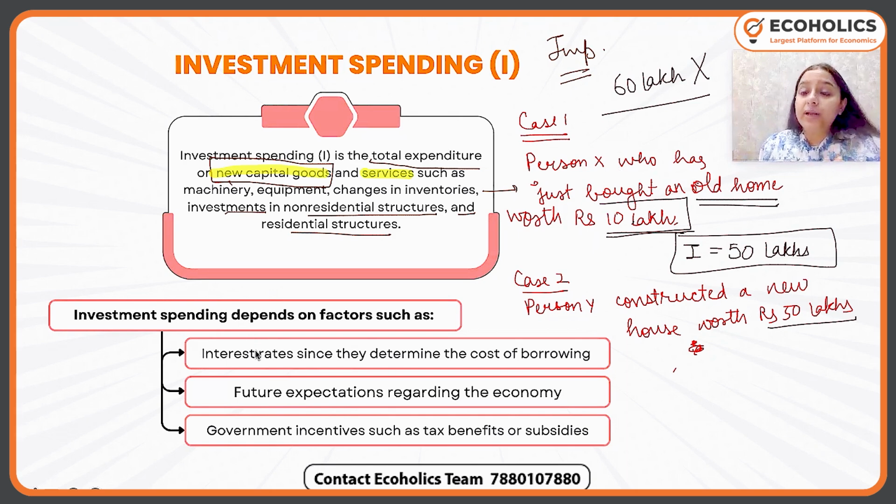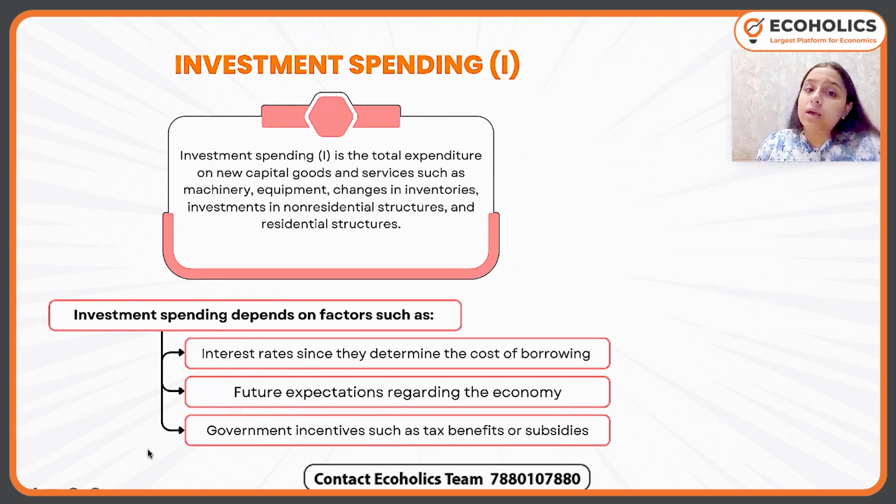Now, investment spending is again determined by these factors: interest rate, because a lot of the time investment is done by borrowing money; future expectations regarding the economy; and government incentives, such as if you're getting a tax benefit by making an investment, you are inclined to be attracted towards it, or if you're getting subsidies. All these factors decide the investment expenditure happening in any economy.